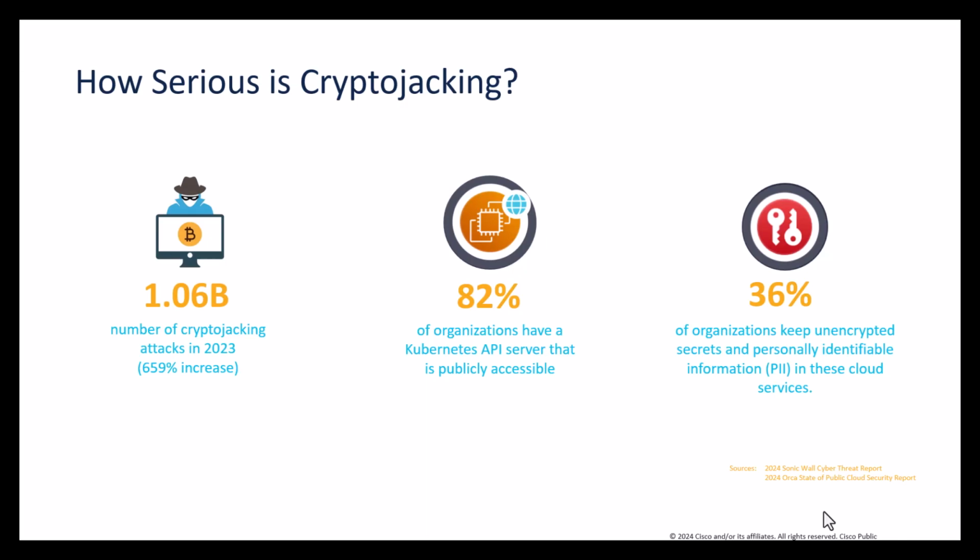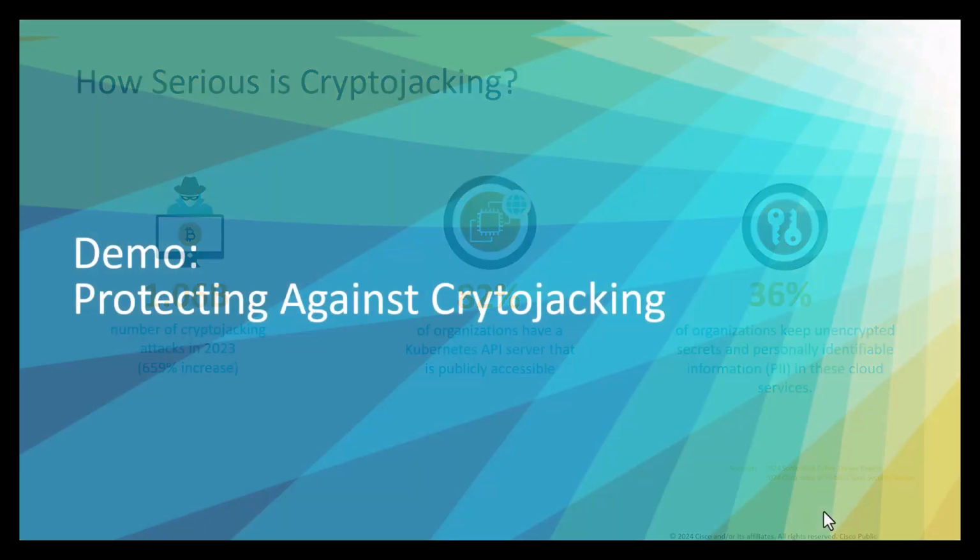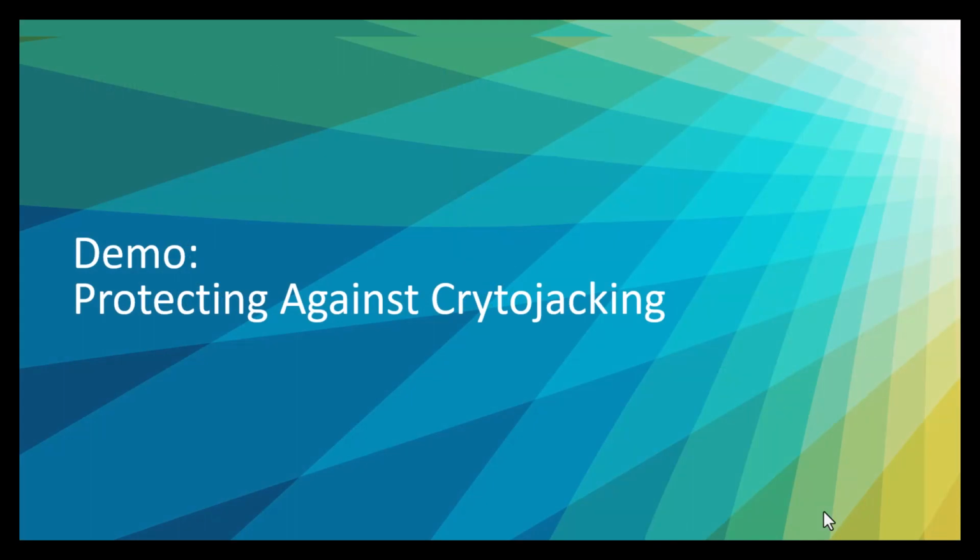Okay, so that all being said, given that this is very, very common, very relevant, how can we protect ourselves? Why don't we take a look at how Panoptica can make this very quick and very easy, both for attacks that we've seen, as well as evolving and mutating forms of cryptojacking attacks.